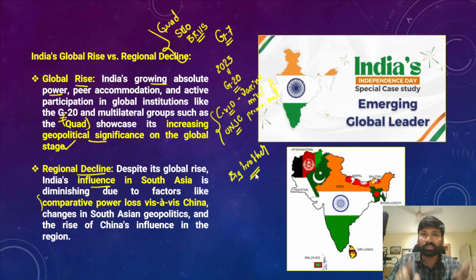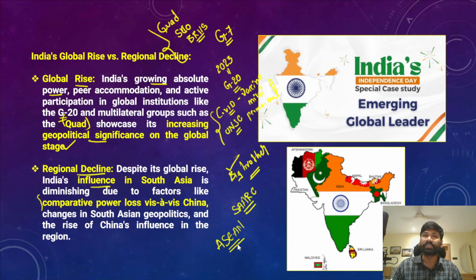Because of the enormous size of India, its military strength, economic strength, and political stability, they look at India as a big brother but not an elder brother. And if you look at SAARC as a grouping, the South Asian Association for Regional Cooperation, in fact, SAARC was influenced by the Association of Southeast Asian Nations, also called ASEAN.